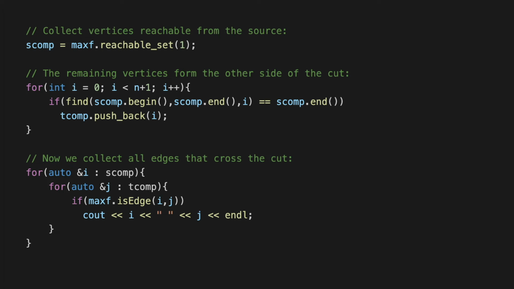Alright, so let's say that we have some implementation of reachable set. As I said, we're going to get to that next. But let's suppose that we store in the variable scomp the set of all vertices that are reachable from the source. Now, the next thing that we do is run a little loop that goes through all the vertices and figures out which are the ones that don't belong to scomp. This will be the set T.